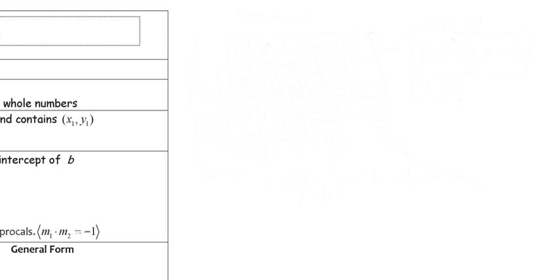So we'll have y minus y1, and that's just going to be the y value of whatever point the line is going through, equal to the slope multiplied by x minus x1. Again, this is just the x value of whatever point the line goes through.